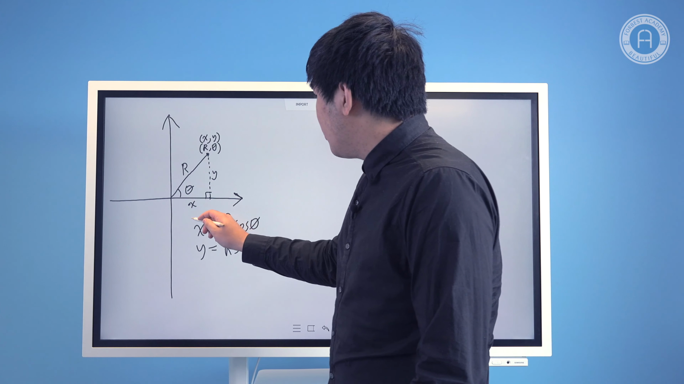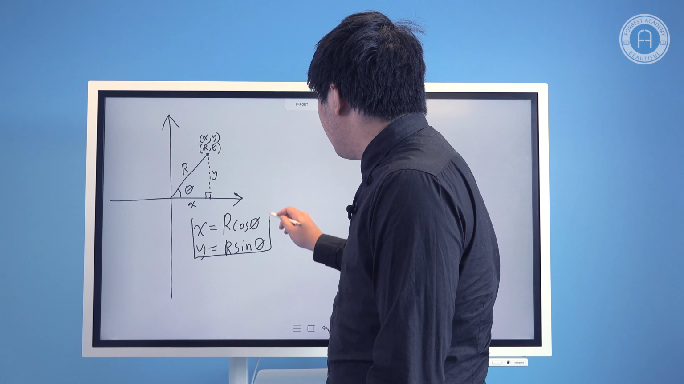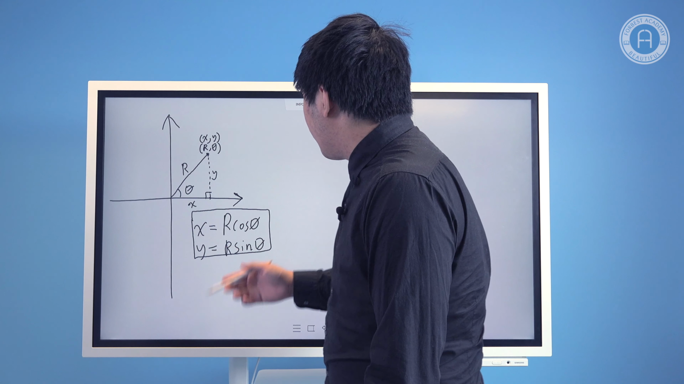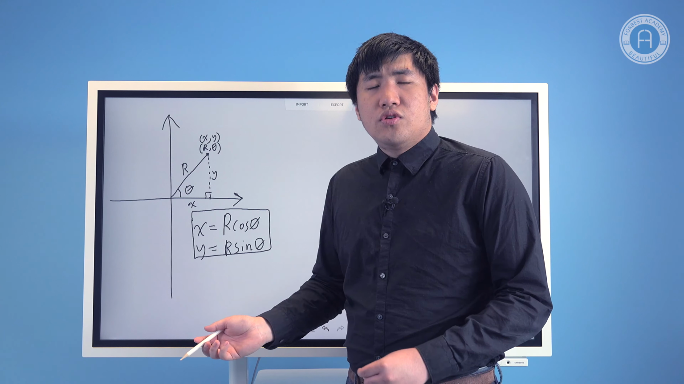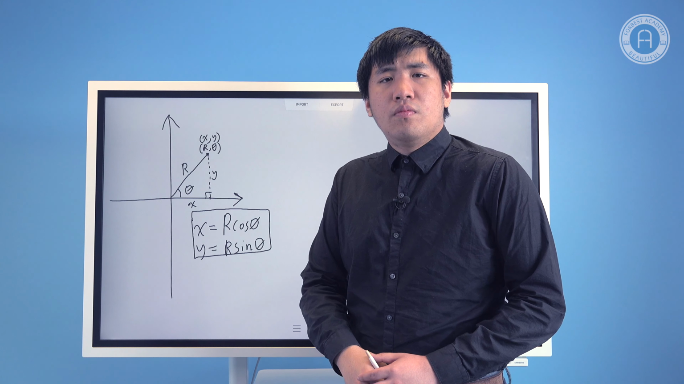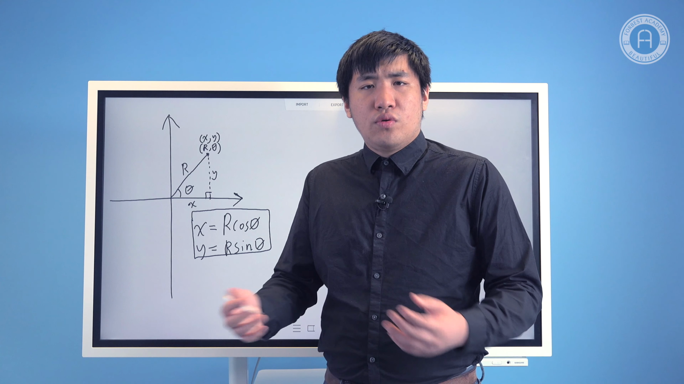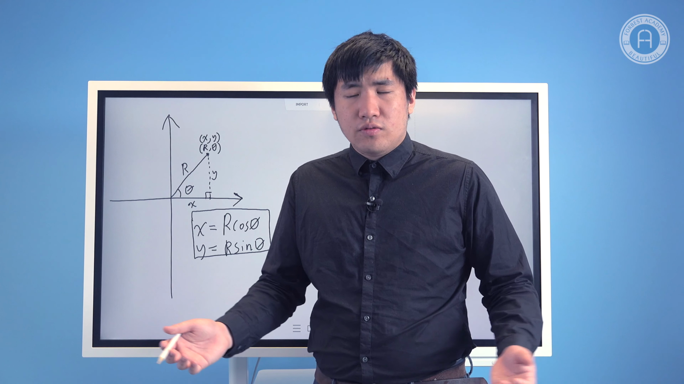Now with these two equations, we now have a way of going from polar to Cartesian. But what if we want to go the other way? Well, we can do that too.